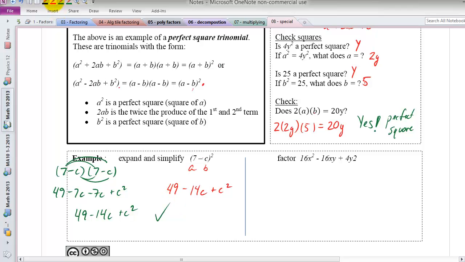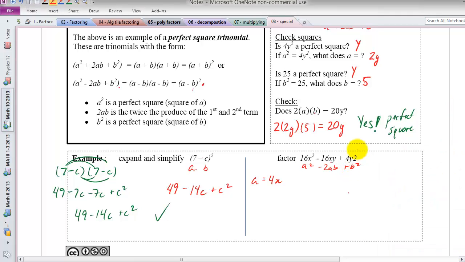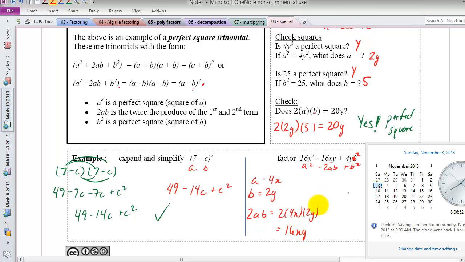The next one we're asked to look at is this guy. Let's check and see if it's a perfect square. So that's a squared minus 2ab plus b squared. A would have to be 4x. B would have to be 2y. That's supposed to be a square. And 2ab would have to be 2 times 4x times 2y, which would be 16xy. So I'd say that works out.